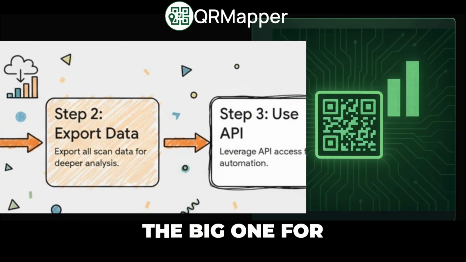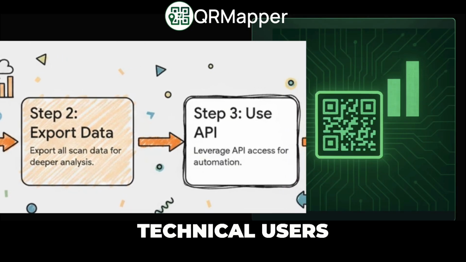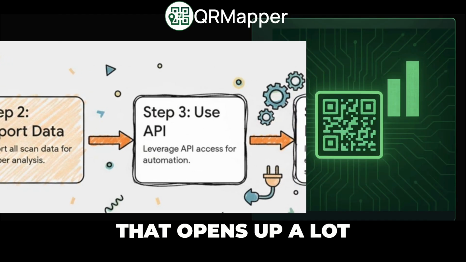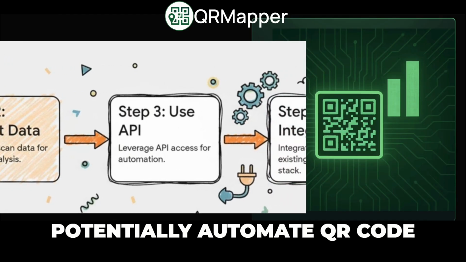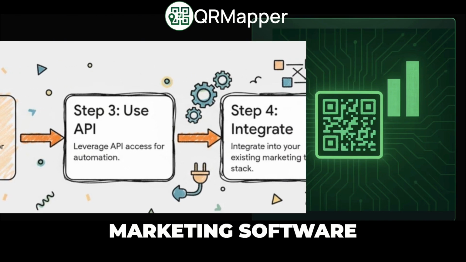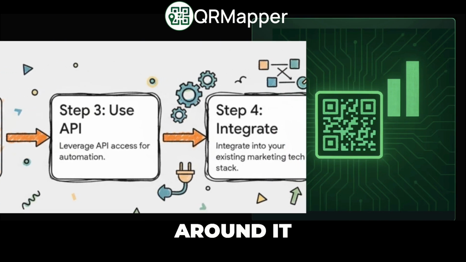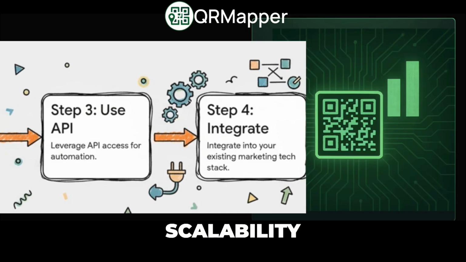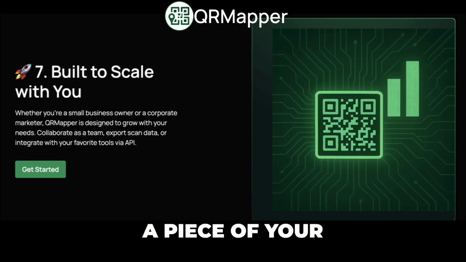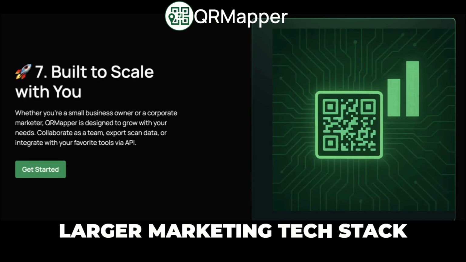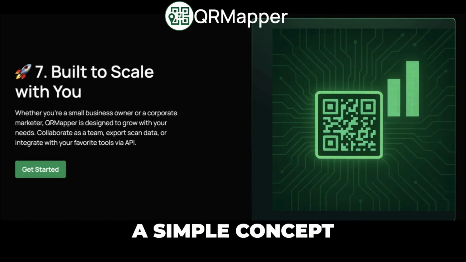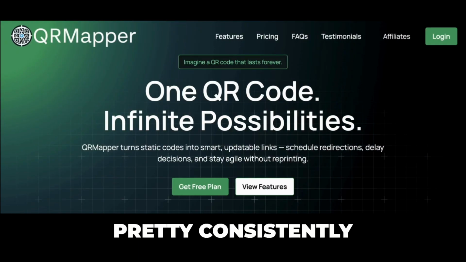And the big one for larger organizations or technical users: API access. The API. Right. That opens up a lot. That means you could potentially automate QR code creation, integrate the management into your own CRM or marketing software, build custom workflows around it. Absolutely. That definitely screams scalability. It shifts it from just being a standalone tool to potentially being a piece of your larger marketing tech stack. It really is fascinating how they've layered so much functionality onto what seems like a simple concept.